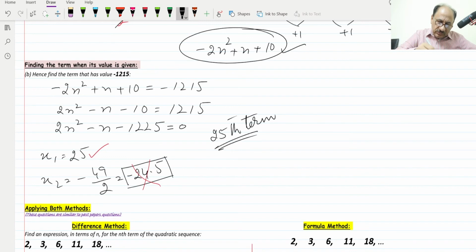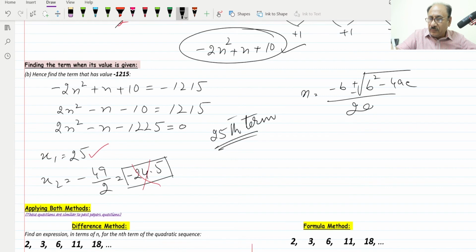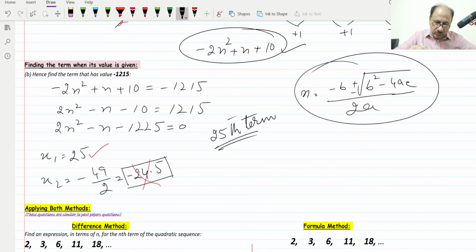Now, whatever I have solved with the calculator's quadratic equation function, you can use the quadratic formula also, and you know what the quadratic formula is? n is equal to minus b plus minus square root of b square minus 4ac, over 2a. So this will be the quadratic formula. By using this one, you can reach the same result, but separately I will be dealing with quadratic equations.